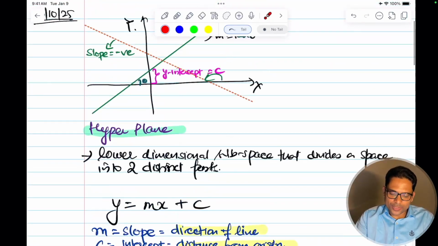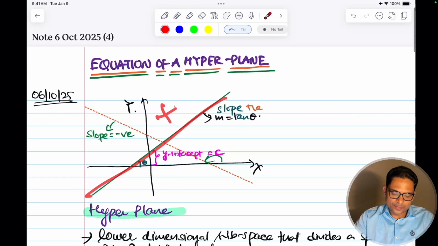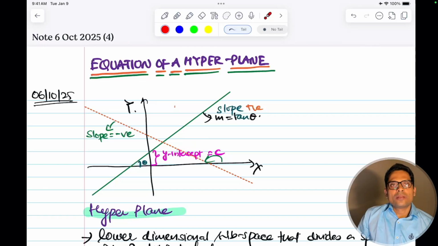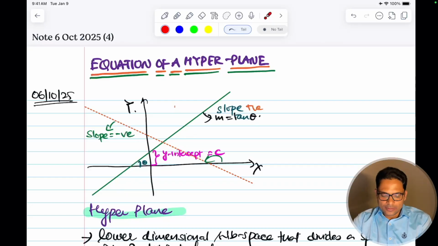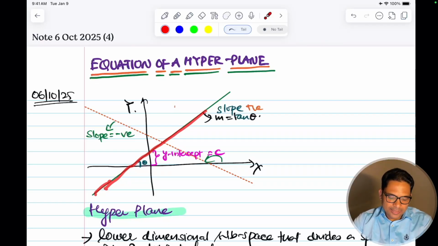So here there are only two parts. This line is dividing the space into two subspaces, right? One space is towards the origin and one space is away from the origin. One space will be towards the origin unless it is passing through the origin. This line is dividing this into two spaces. One is towards the origin and one is away from the origin. Those are the two spaces.